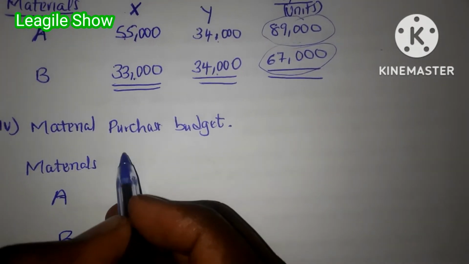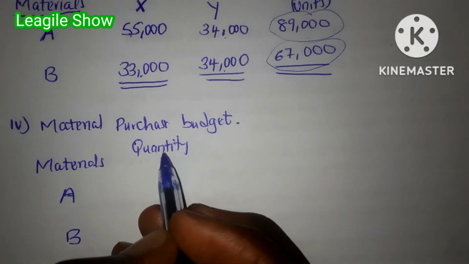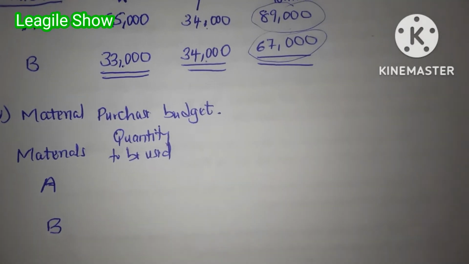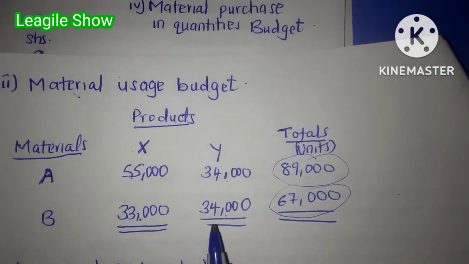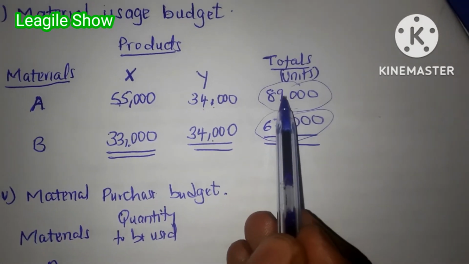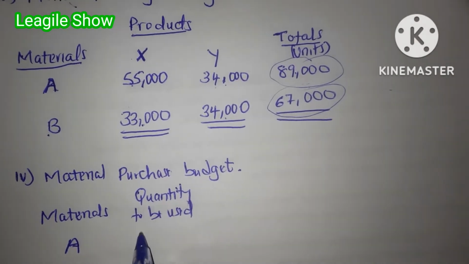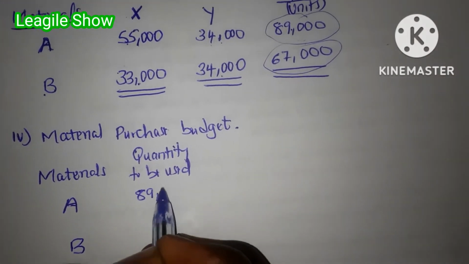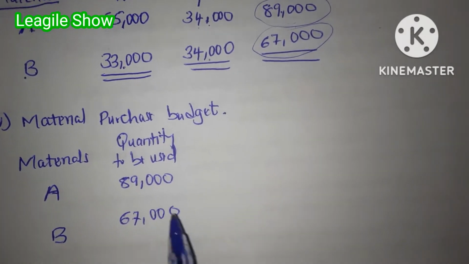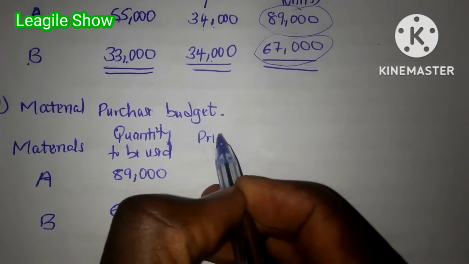Then we are going to look for the quantity to be used, which I mentioned will come from our material usage budget. Those are given: for material A we have 89,000 and for material B 67,000. We indicate them here, and here is 67,000.